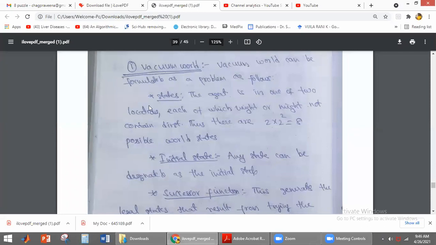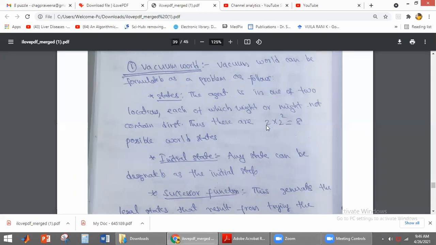So what are the different possible states we have? For example, here we are taking only 2 locations. In each location, dirt may be present or may not be present. These are the two conditions we are taking. With this condition, what are the different possible states we have? 2 into 2 square, that is 8 possible states.